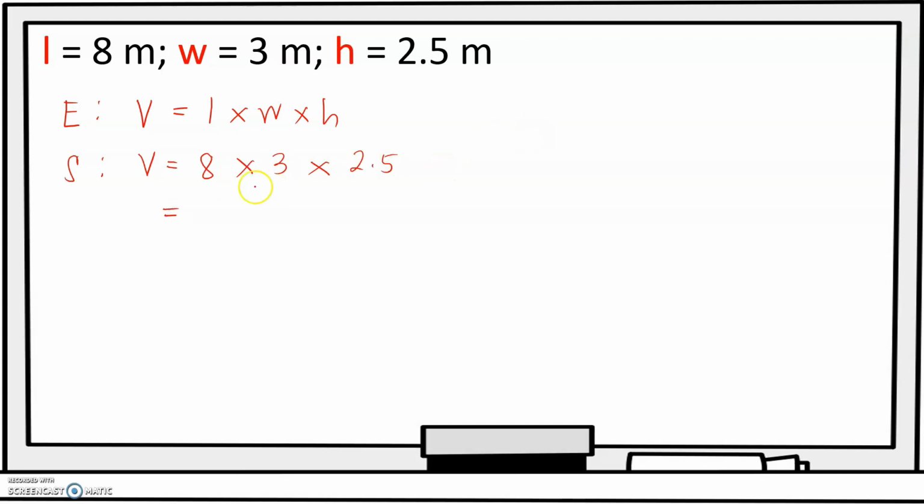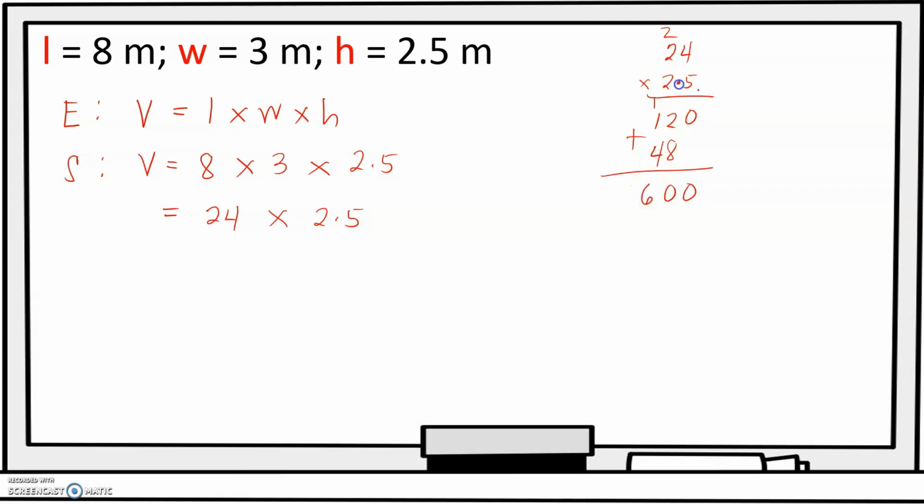Then we will solve. So 8 times 3, that is 24. Then we still need to multiply it by 2.5. So let's solve here. 24 times 2.5. 5 times 4 is 20. 5 times 2 is 10 plus 2, that's 12. 2 times 4 is 8, and 2 times 2 is 4. Then we add our partial products. 0, then 10. 1 plus 1 plus 4 is 6.